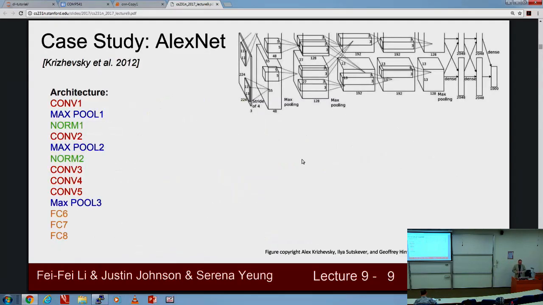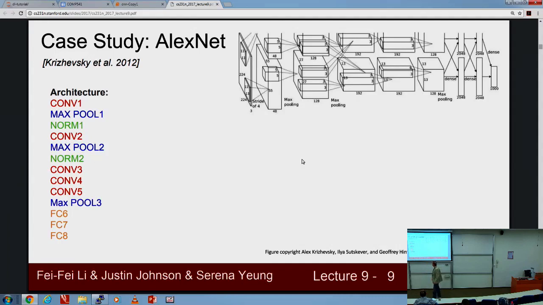So let's look at AlexNet. AlexNet is the 2012 winner of the ImageNet competition, which started this whole big interest in neural network architectures for image processing. It is mostly similar to LeNet, except it's deeper and bigger, and it has these additional layers called the norm layers.